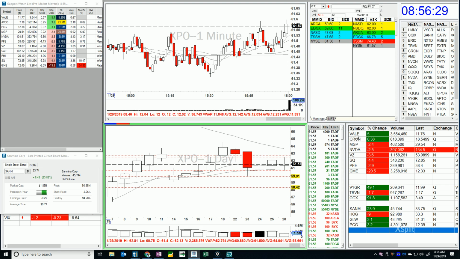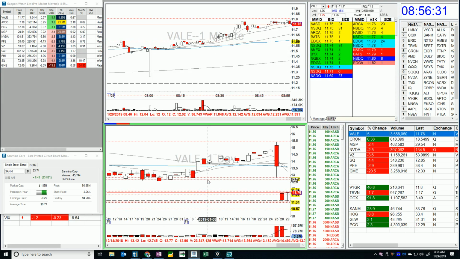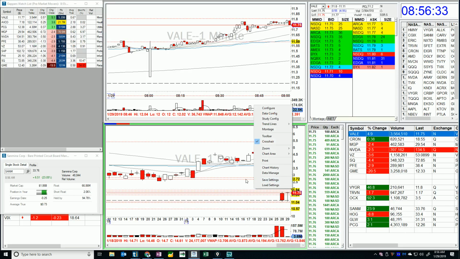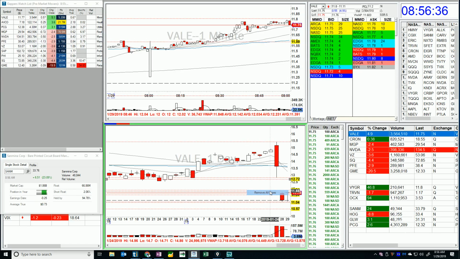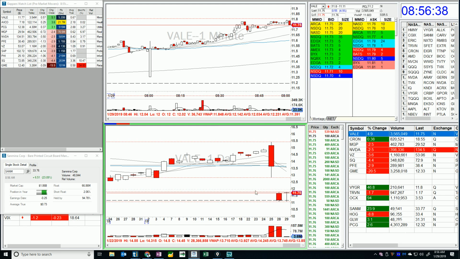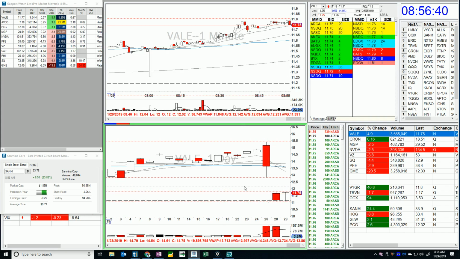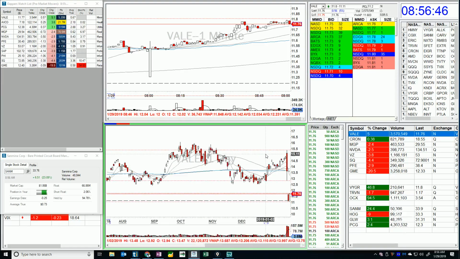All right, guys, so let's go through this list. So let's start at the top. Let's remove some levels. We'll get some fresh levels here. All right, so VALE sold off nicely yesterday. Gained some of it back this morning, already up 5%, 3.5 million shares traded. It is shortable. So let's find some levels here.